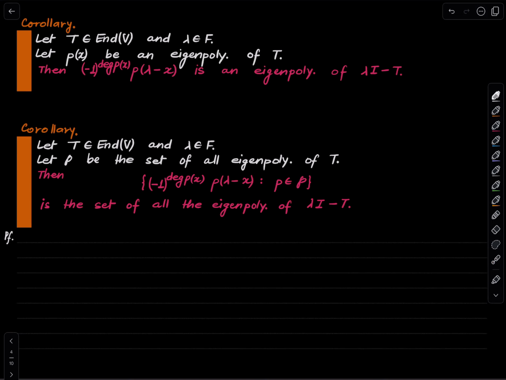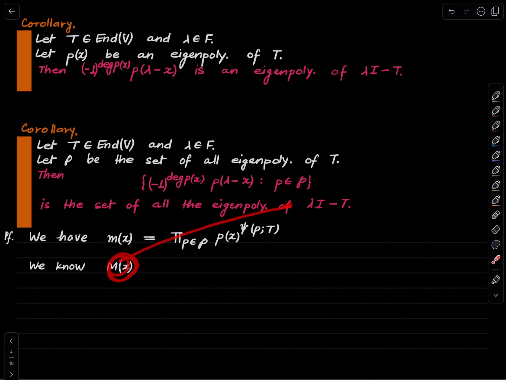We have, or let's say, the minimal polynomial of t, right? Where this is the saturation exponent psi, the highest power of px that divides the minimal polynomial. Okay, and we know by the previous proposition, by the previous slide, that the minimal polynomial of lambda I minus t. So I'm using this to denote the minimal polynomial of that guy. This is equal to minus 1 to the power degree of mx.